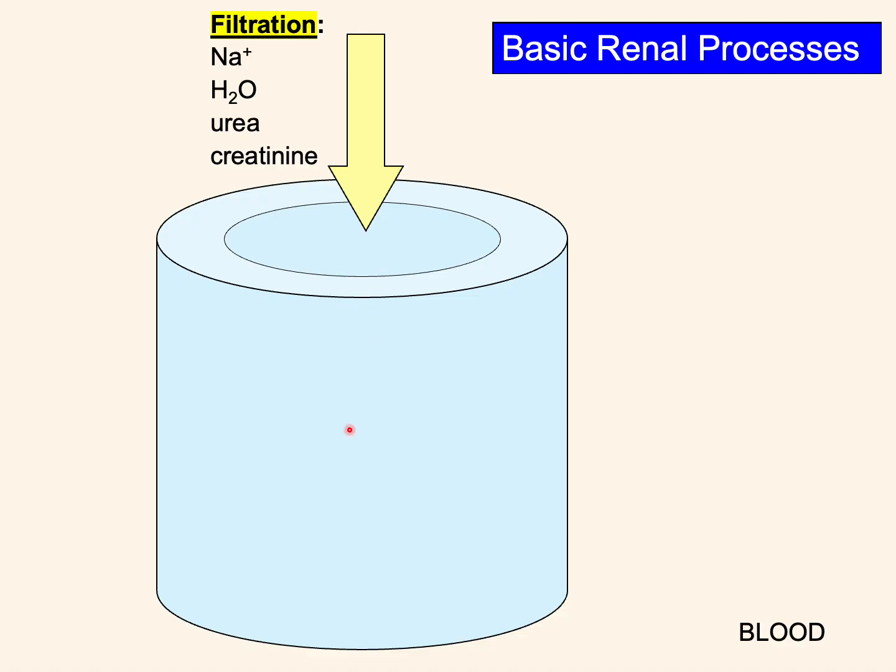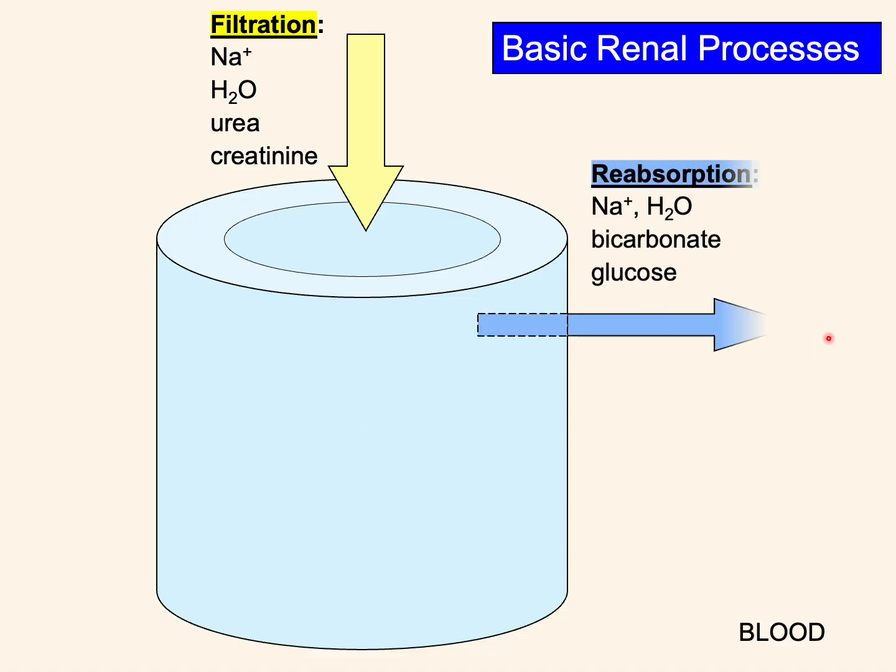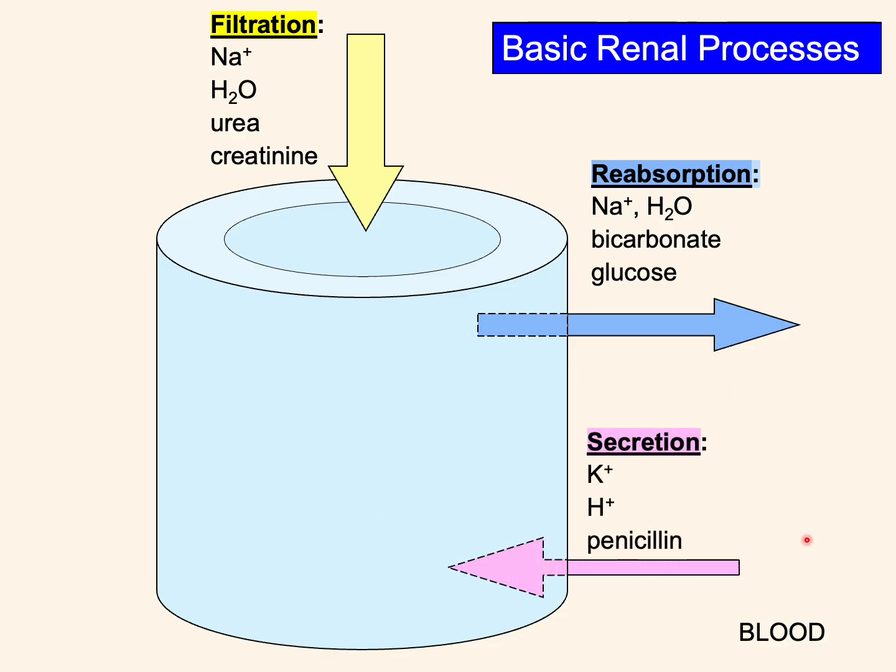Once inside the lumen, these things can be reabsorbed by the tubular cells and returned to the circulation through these surrounding capillaries. So what is reabsorbed is mainly large amounts of sodium and water, and also things that you don't want to lose, like bicarbonate and glucose, and those are returned to the circulation instead of being excreted in the urine. On the other hand, you can also take things from the capillaries, from the blood, and pick them up with tubular cells and secrete them into the lumen to augment excretion of certain substances, such as potassium and hydrogen ion, and even exogenous substances like penicillin.